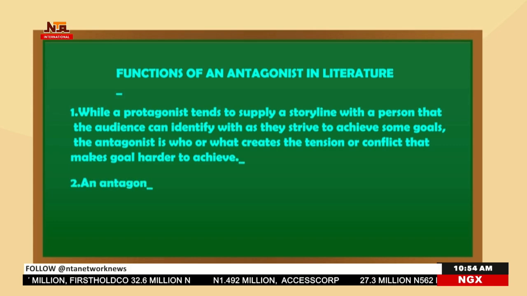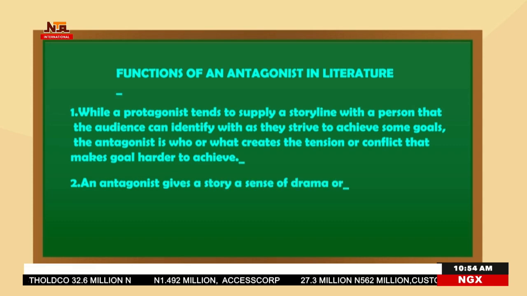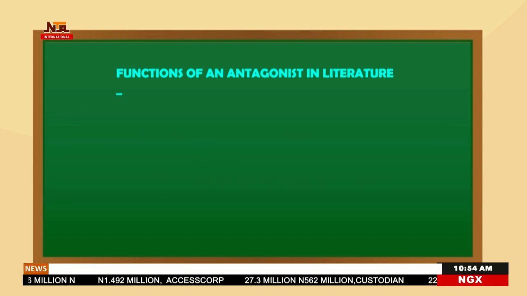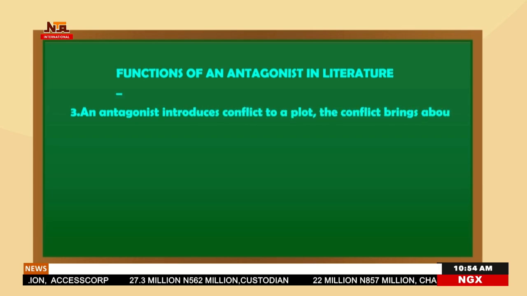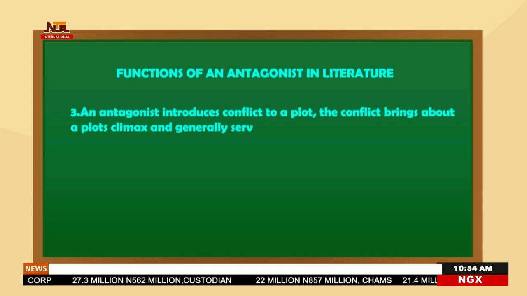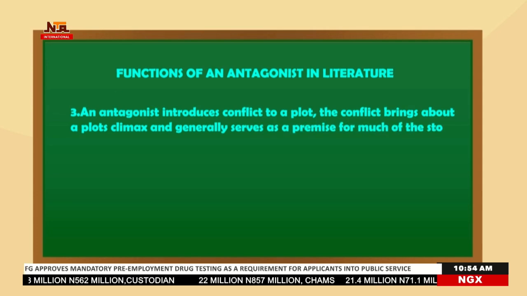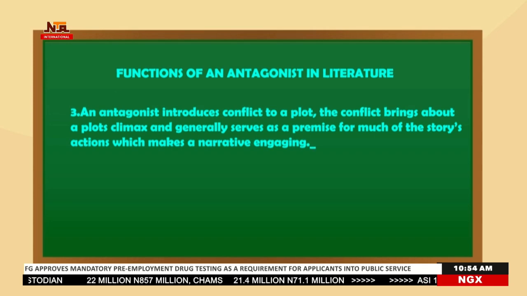An antagonist gives a story a sense of drama or action. An antagonist introduces conflict to a plot. The conflict brings a plot climax and generally serves as a premise for much of the story's action, which makes a narrative engaging.